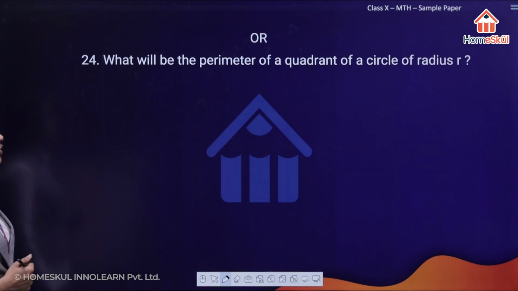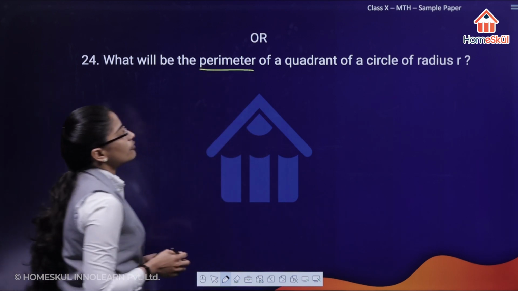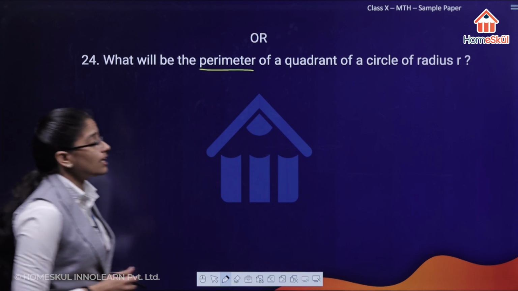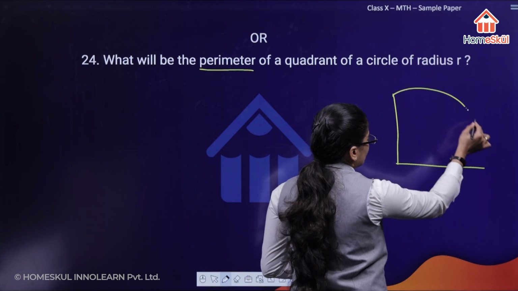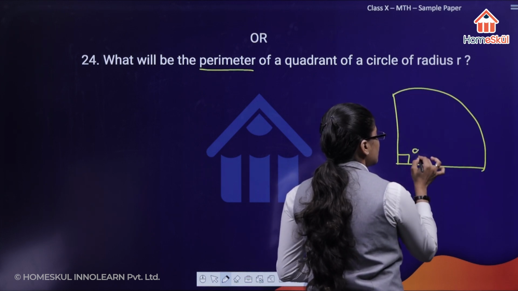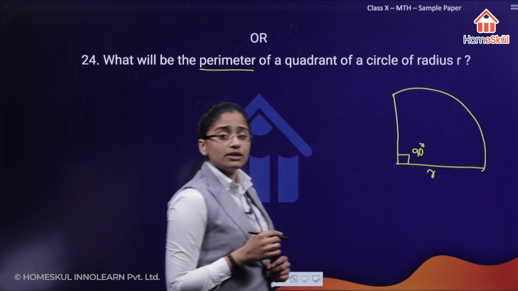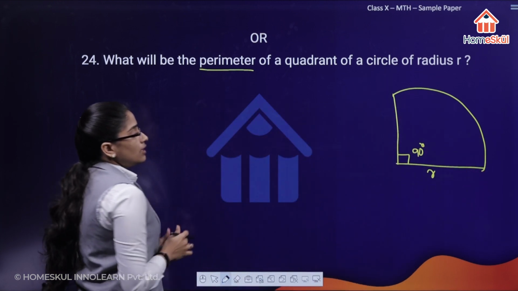Here we have an OR question. What will be the perimeter of a quadrant of a circle of radius r? Here they are asking what is the perimeter of a quadrant of a circle with the radius r. So, let's consider a quadrant with radius r. Quadrant means theta is equal to 90 degrees, isn't it? We need to find out the perimeter of the quadrant.